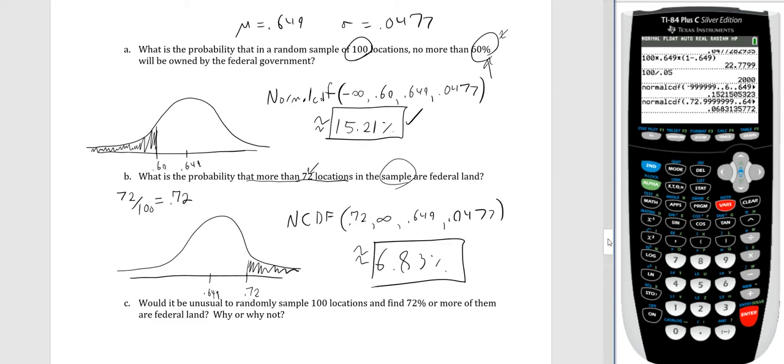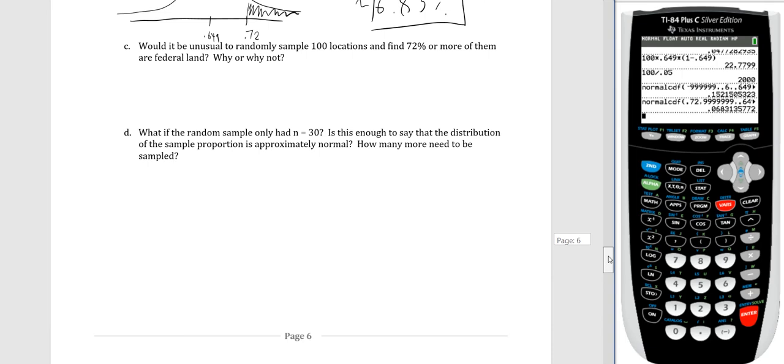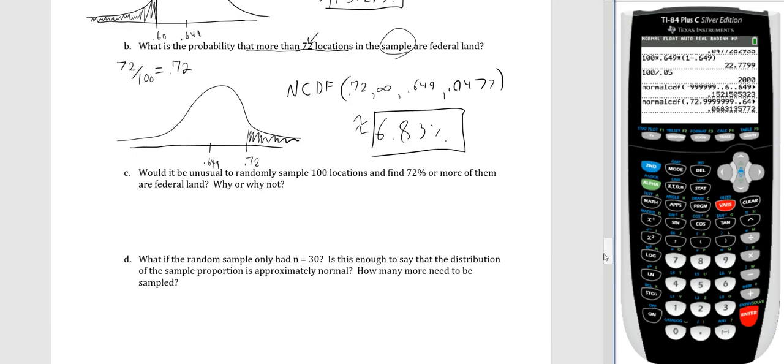All right. A couple more on this example. Would it be unusual to randomly sample 100 locations and find 72 or more percent of them are federal land? Well, based on our answer here, we have 6.83%. That is greater than 5%. So no, this would not be unusual, because this is too large.